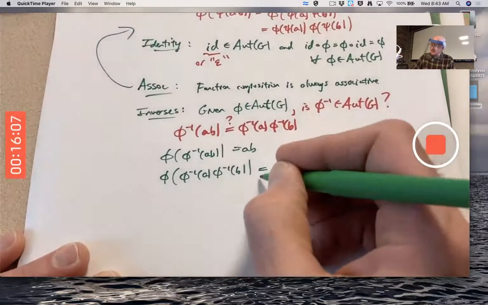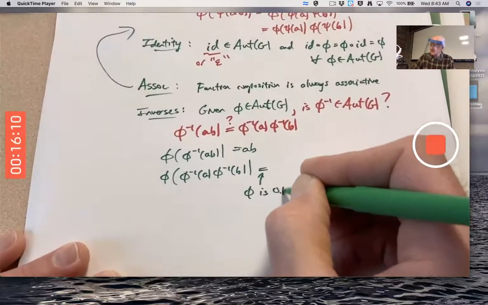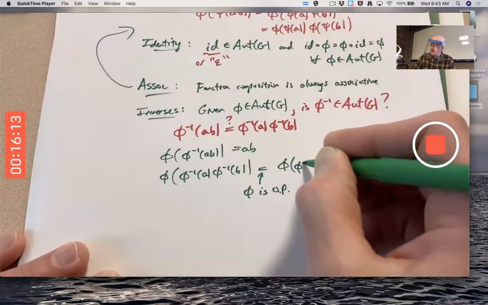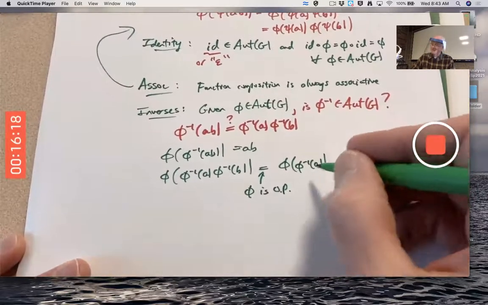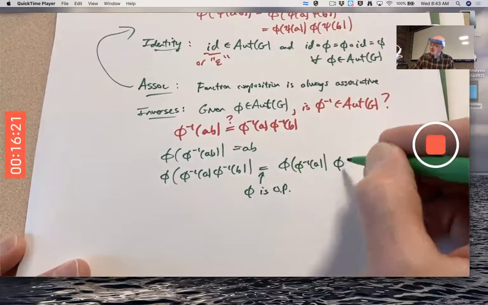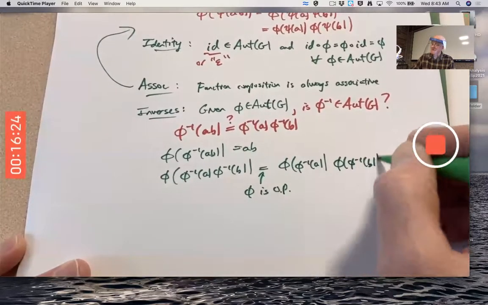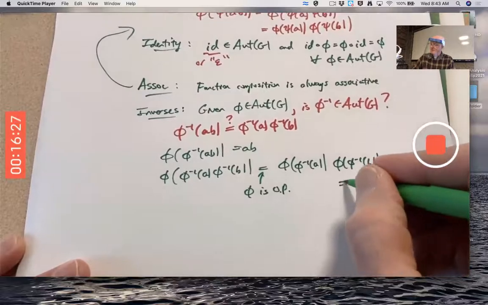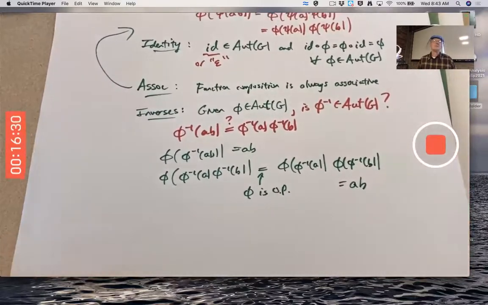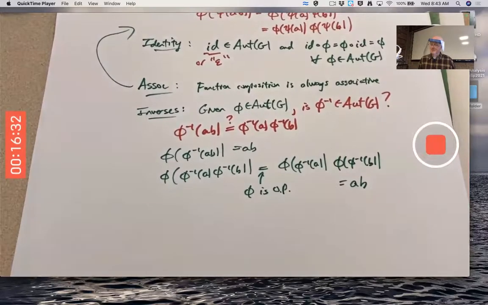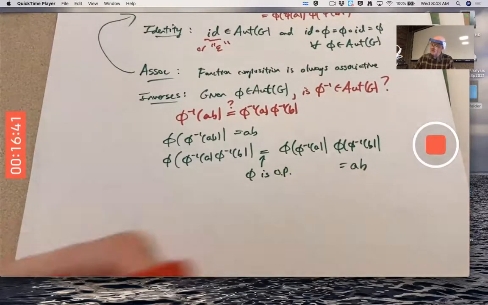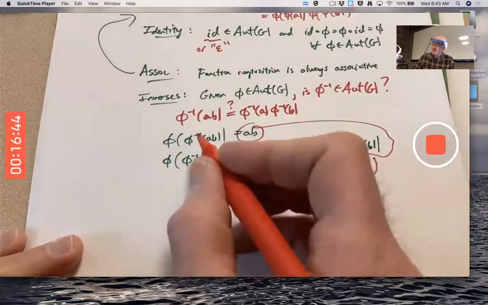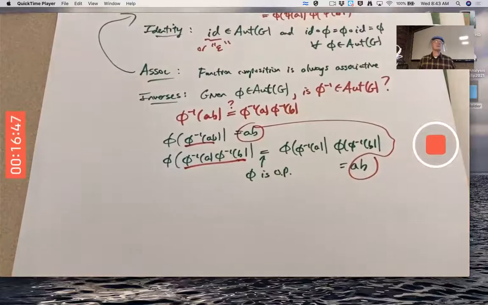since phi is operation preserving, phi is OP, I can write that as phi of phi inverse of A, times, this is an element of G, times phi of phi inverse of B. But by definition, that's A times B. Therefore, phi inverse is operation preserving because phi is one-to-one. These two are the same. Therefore, these two things that I'm underlining must be the same since phi is one-to-one.